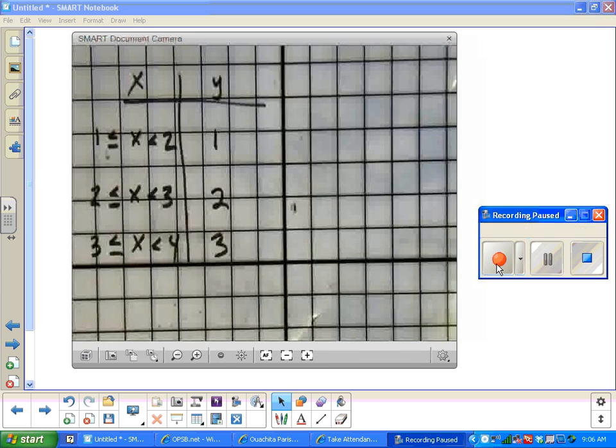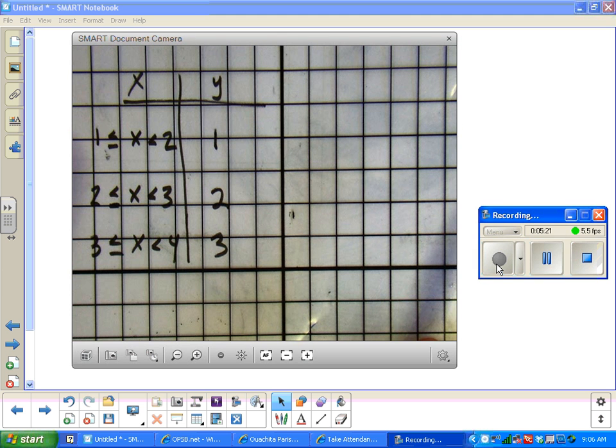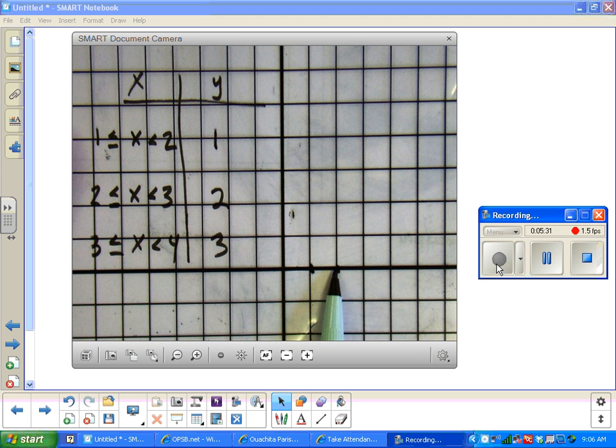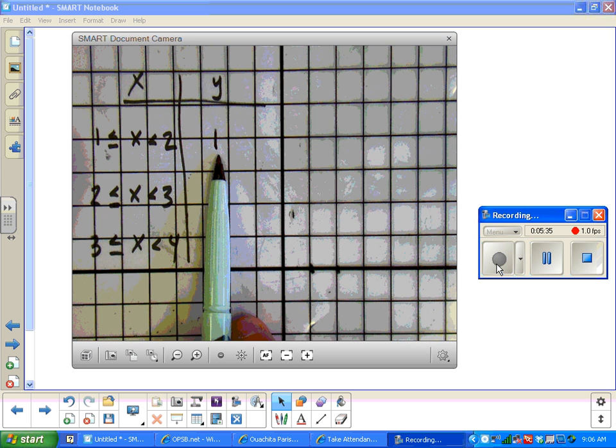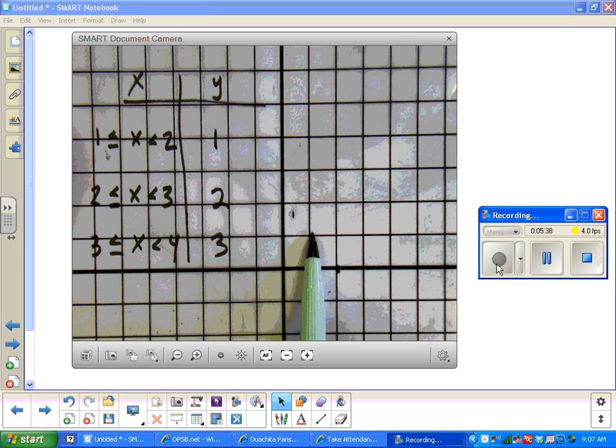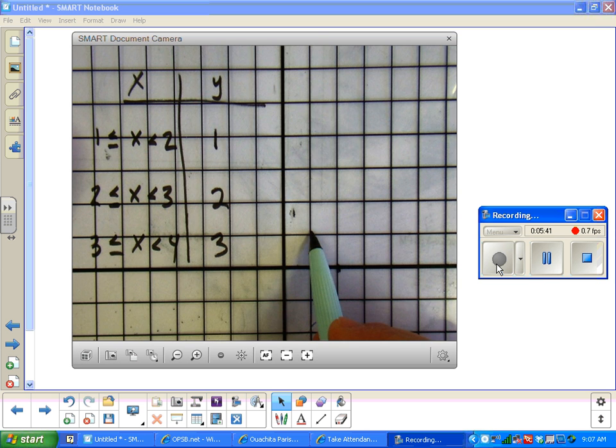All right, so let's switch to this graph. What I want to think about here is the numbers in between 1 and 2. So that would be from here to here, right? Now, when I'm in between 1 and 2, what's my y value? 1. Okay. So I'm going to go up to the y value of 1, and I'm going to draw a segment that goes in between 1 and 2, like that.